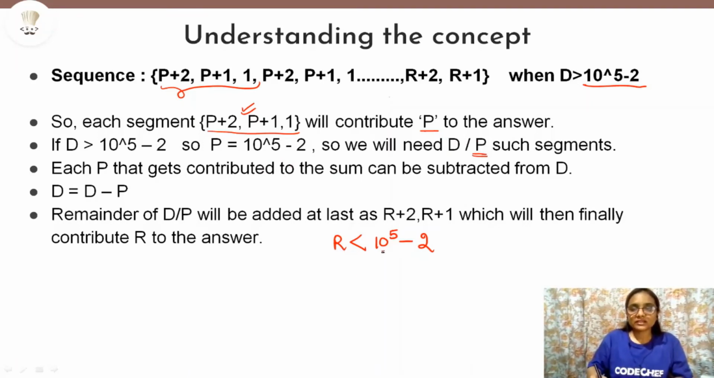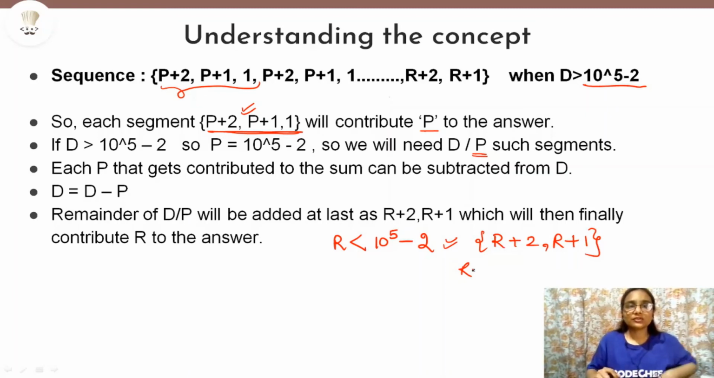And if your remainder is less than this number, then you can directly just contribute r plus 2 comma r plus 1 to the sequence, because we already know that for any integer, if it is less than 10 to the power 5 minus 2, then we can directly take this sequence as our answer. So if we concatenate 1 at the end, or if we don't concatenate 1 at the end, it does not make a difference, because both will contribute the same answer, that is r, to our summation. So guys, this is how we are going to do the question.